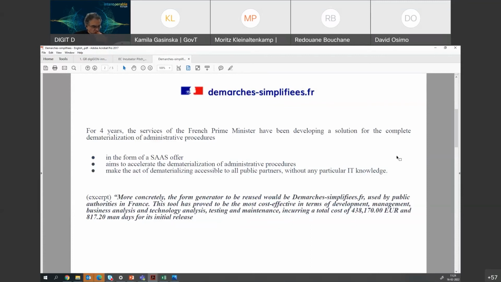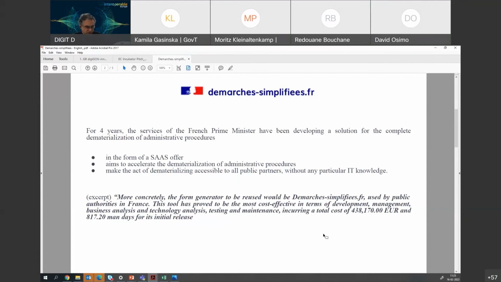Following this path, we enable administrations and public actors to bring the public user experience of the administration to its best level. What we've been doing with Démarche Simplifiée is an application which is typically a form generator. We enable any administration, whatever their level of IT knowledge, to create, develop, and deploy any procedure, administrative process, or form to their users. The application is a SaaS model, so it's basically free for our administrations.